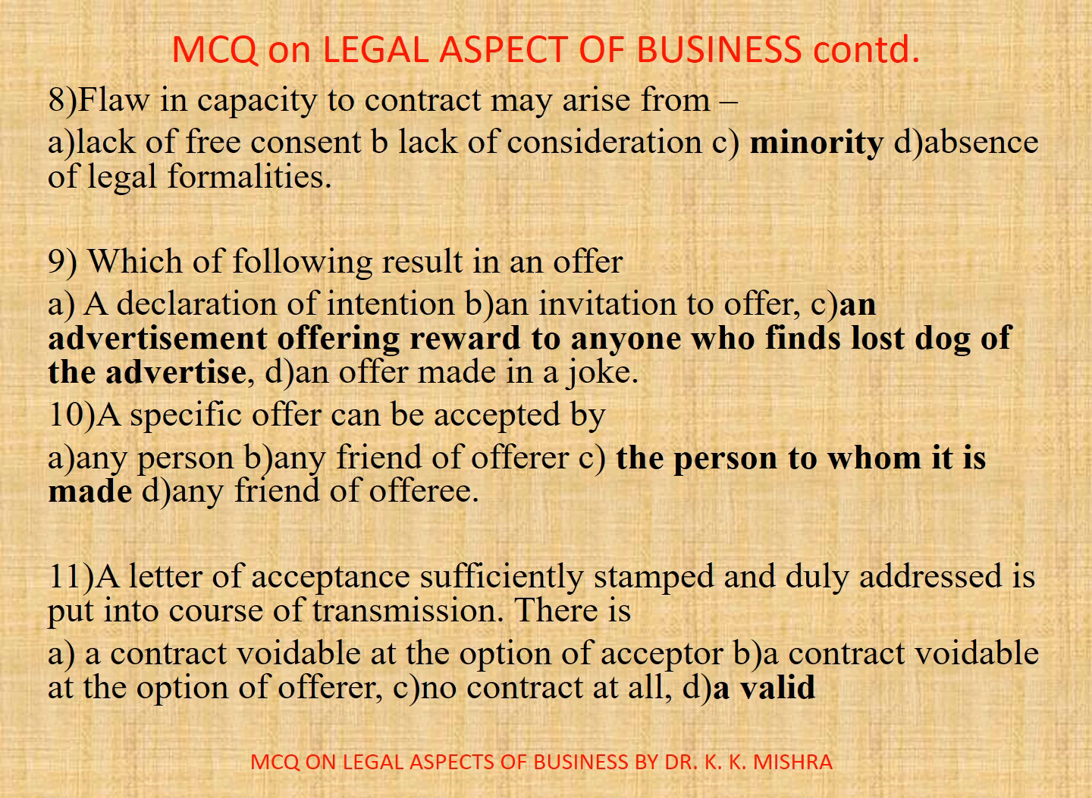Question number 11. A letter of acceptance sufficiently stamped and duly addressed is put into course of transmission. There is, options are A, contract voidable at the opinion of acceptor, B, a contract voidable at the opinion of offerer, C, no contract at all, D, a valid one. Correct option is D, a valid one.